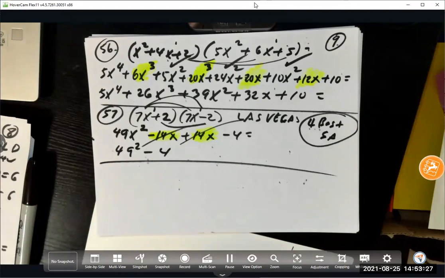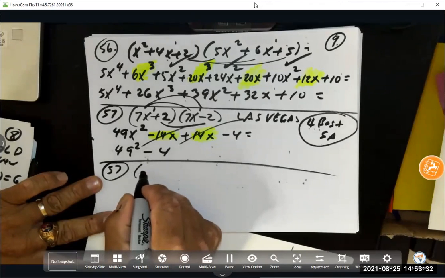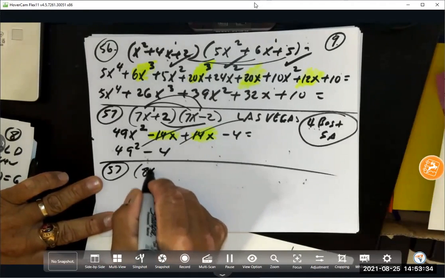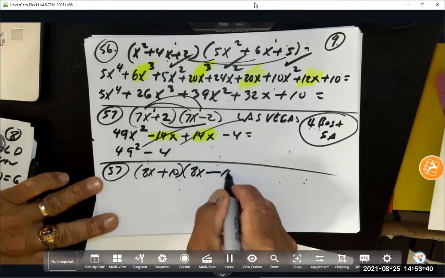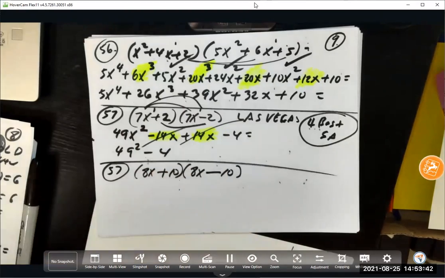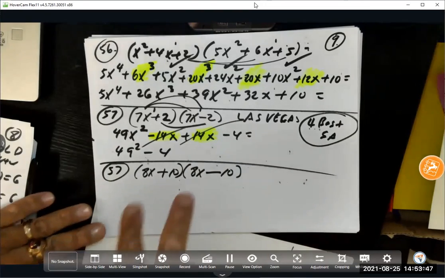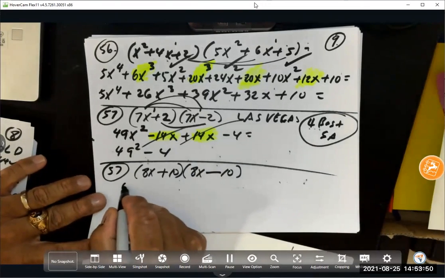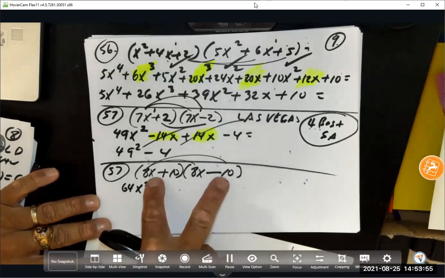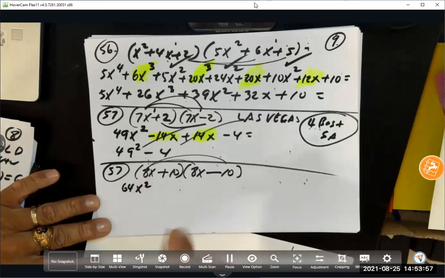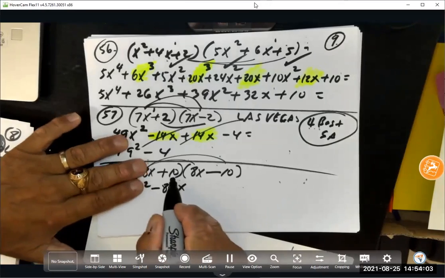Let me do it again. Same thing, I'm just going to change the numbers. 8x plus a 10 and 8x minus a 10. Okay, it looks just like this one. I just changed the numbers. So first one, 8x times 8x. 64x squared. And 8x times negative 10. Negative 80x. Yeah. Okay. And 10 times 8x.